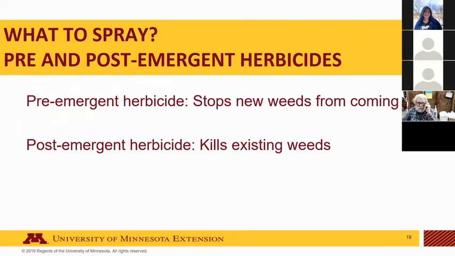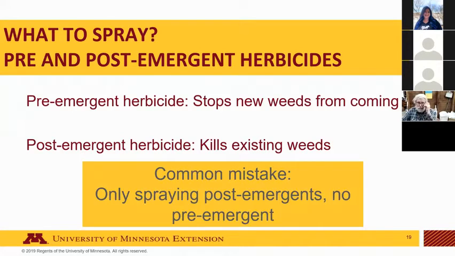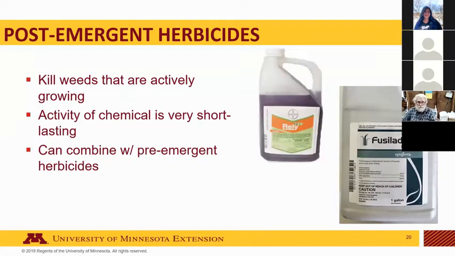And something that I've noticed is that, especially with beginner grape growers, they tend to just want to spray those post-emergent herbicides because they're not as familiar with pre-emergent herbicides. But if you just give a pre-emergent a try and see how it goes, you're probably going to have an easier time with your weed management because you'll be stopping new weeds from coming up. And so you may end up spraying less post-emergent overall. So a common mistake I see is only spraying post-emergents and no pre-emergents. Hopefully this presentation will help with that.